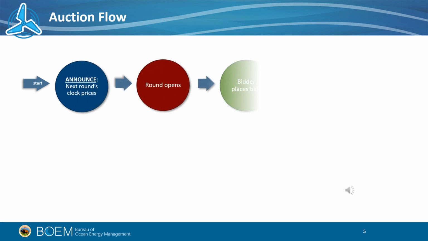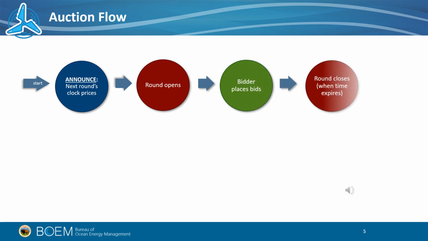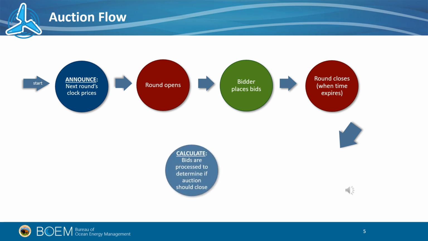This slide illustrates the flow of the auction. Before the round begins, the clock prices for the lease areas are announced. The round opens and qualified bidders place bids. The round closes when the time expires. The auction system then processes the bids, calculates the aggregate demand for each lease area, and checks whether aggregate demand is less than or equal to 1 for every lease area.